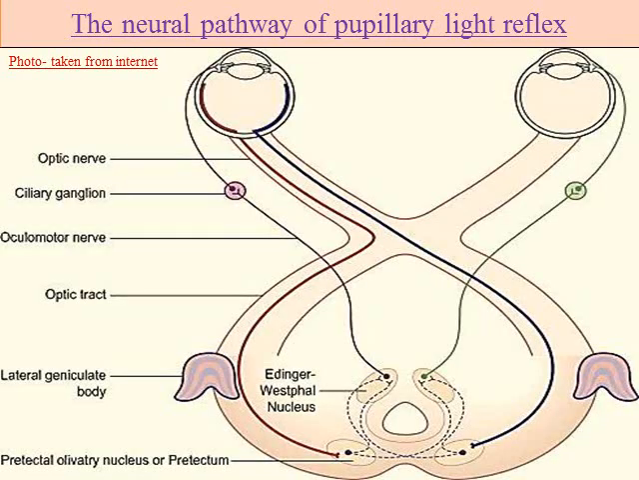This is the schematic diagram of the neural pathway of the pupillary light reflex. Here it shows the right afferent temporal fiber reaching the ipsilateral pretectum and the nasal fiber reaching the contralateral pretectum. From the pretectal nucleus, crossed and uncrossed fibers go to the ipsilateral and contralateral Edinger-Westphal nucleus. Preganglionic parasympathetic fibers start from the Edinger-Westphal nucleus, and postganglionic fibers of the ciliary ganglion innervate the ciliary sphincter of both eyes.